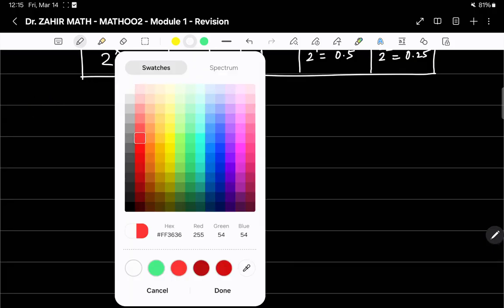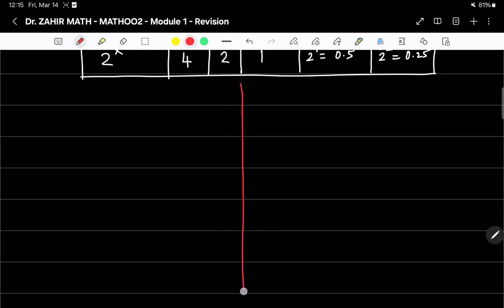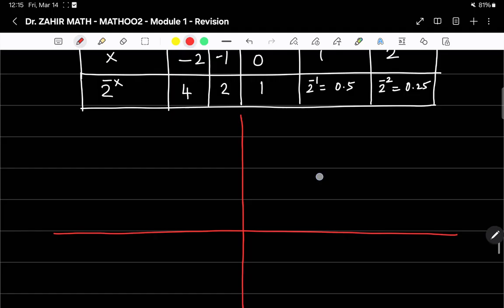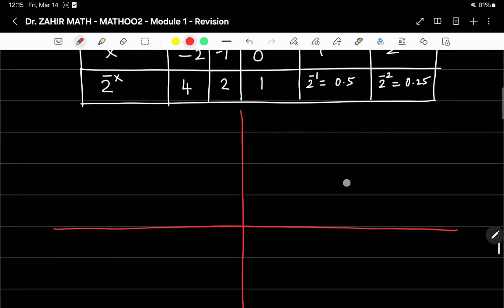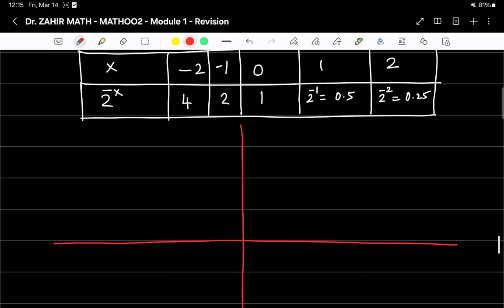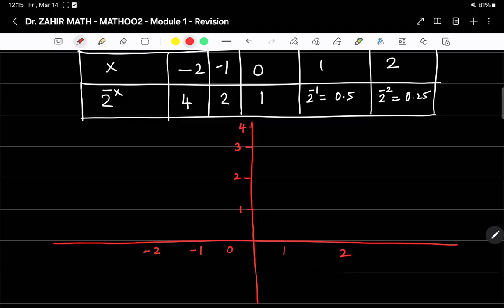Shall I use another color, red color? Okay, so I'm going to draw the sketch. Y values go up to 4, 2, 1. So x values is minus 2, minus 1, 0, 1, 2. And y values going up to 1, 2, 3, 4. Can you make it a little big? Okay, this is your y values. This is 1, this is 2, this is 3, and this is 4. 4 is a little bit small, but it's okay.